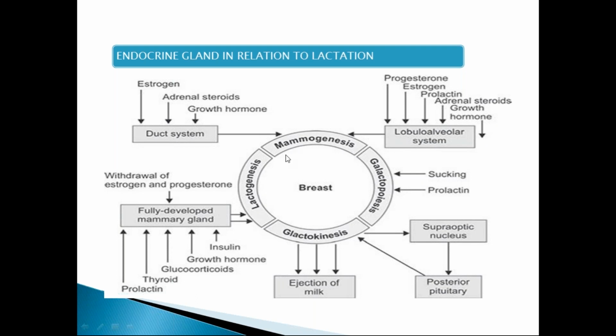Lactogenesis is the synthesis of milk into the alveolar system. This is mainly controlled by prolactin, thyroid hormone, glucocorticoids, growth hormone, and insulin. And after that, the ejection reflex, which is called galactokinesis, is the ejection of milk, and galactopoiesis is maintained due to sucking and prolactin. So these are the major endocrine functions related to lactation.